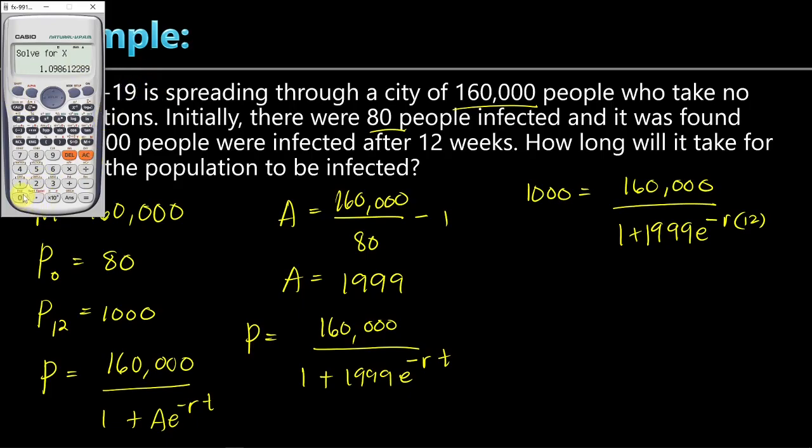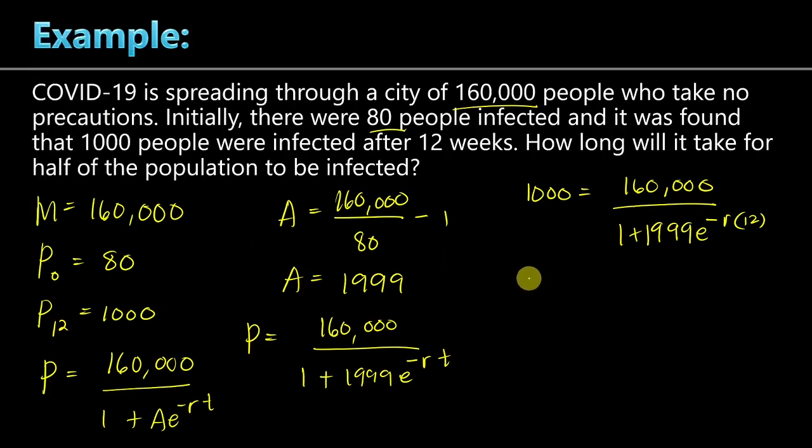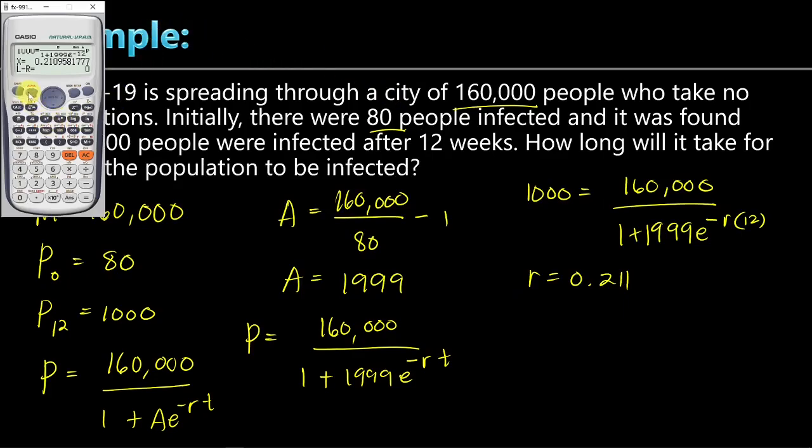Gamit ulit tayo ng assumption, 0.0123. And then equals. Ayan. So, may nakuha tayong value na 0.211 approximately. No? So, R is 0.211 approximately. Pero, sa calculator, isi-save natin yan. Shift, store A. Ayan. Okay, nakasave na siya ngayon sa A.